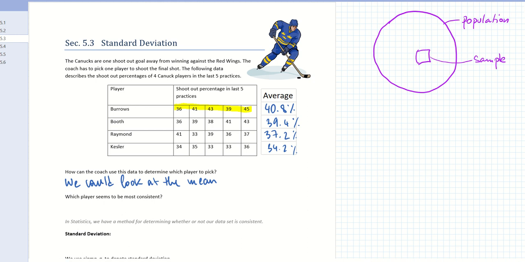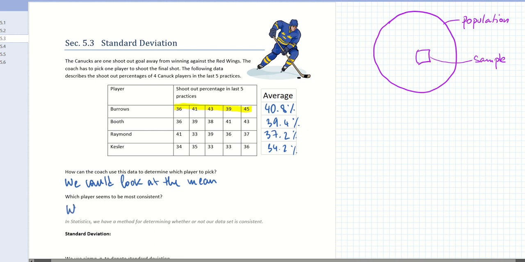For example, if you look at Burrows, he has the highest average, but he shot one day 36%, and the last day he shot 45, right? So that's almost 10% difference there. So these are pretty spread out values. And with averages, you can have really big spread or you can have really small spread. So another way would be to look at the range. So that would be another way to look at this data.